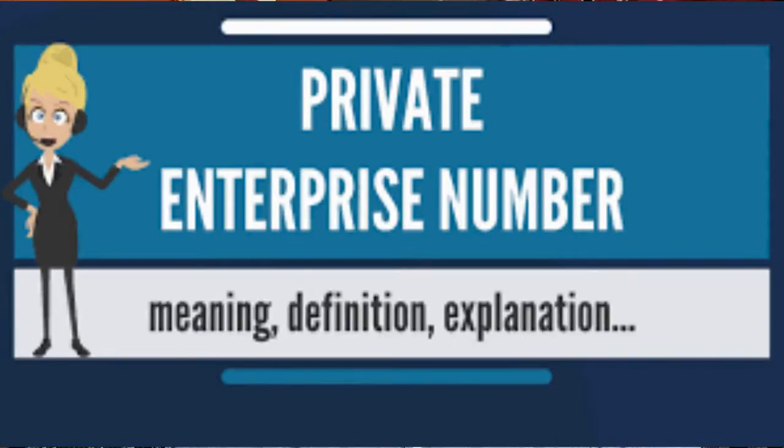A privately owned business enterprise, especially one operating under a system of free enterprise, is called capitalism. The next topic is the types of private sector businesses. What are the types of private sector businesses? Private sector businesses include sole proprietorship.